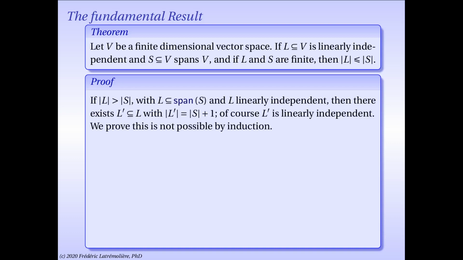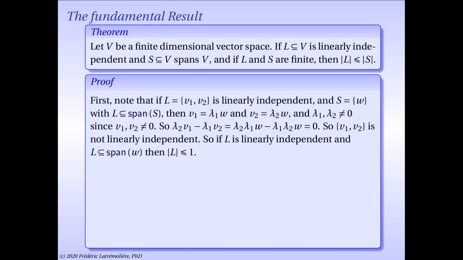Also note that if S is a subset of our vector space, and L is a linearly independent subset of the linear span of S, whose cardinality is strictly greater than the cardinality of S, then there exists a subset L' of L, such that the cardinality of L' is the cardinality of S plus 1, and of course L' is still linearly independent. We are going to prove our result by induction.